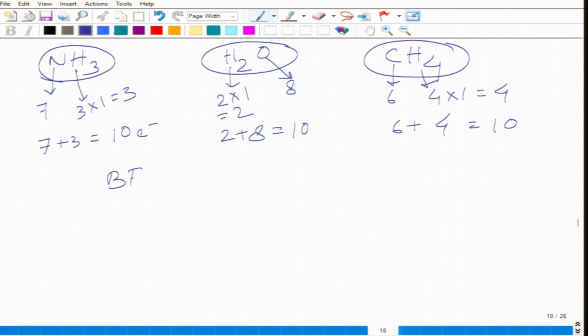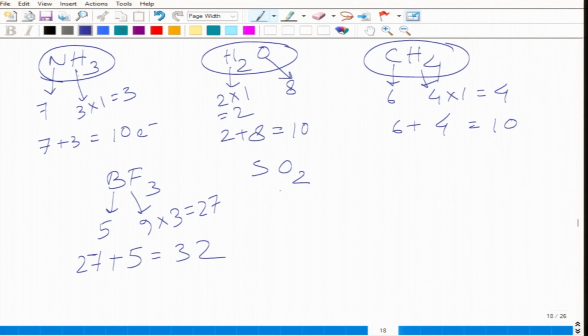Similar with BF3 and SO2. Boron has 5, fluorine has 9 into 3, that is 27. So 27 plus 5, it has 32 electrons. And sulfur has 16, 2 oxygen have 8 into 2, that is 16, 16 plus 16, 32 electrons. So BF3 and SO2 are isoelectronic species.